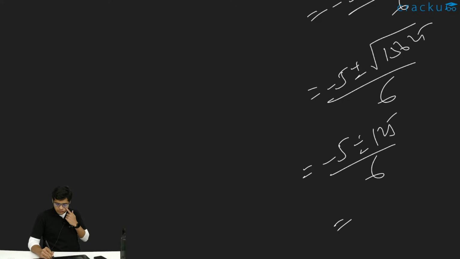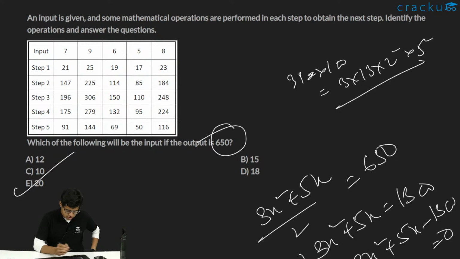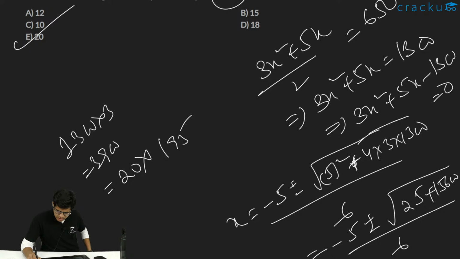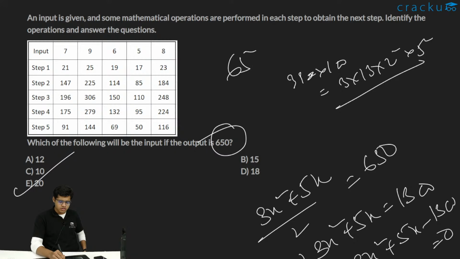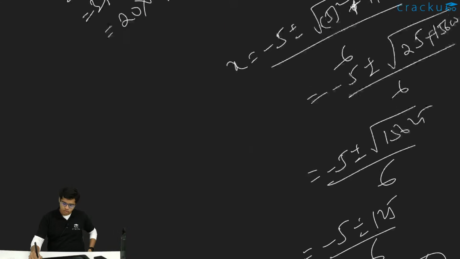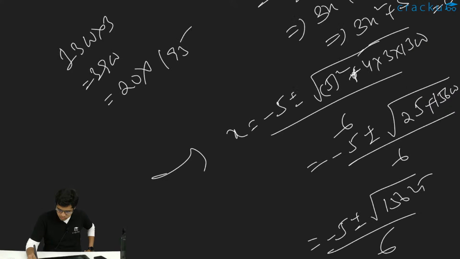So it is 125 minus 5, which is 120 by 6, which is 20. Okay, so 20 is the answer, guys. Option E is the answer. I don't know why I was not getting the middle term. Okay, got it. Actually, it would have been by 60. 3900 by 60, 65 into 60. This was the middle term. I was not able to find the middle term, so I had to use the quadratic formula. 65 into 60 was the middle term.